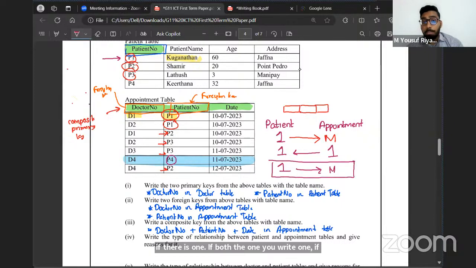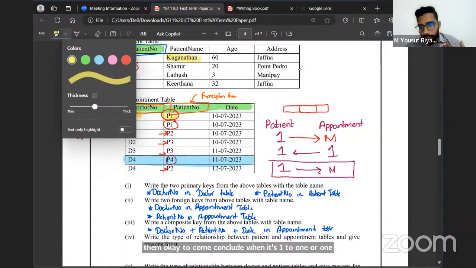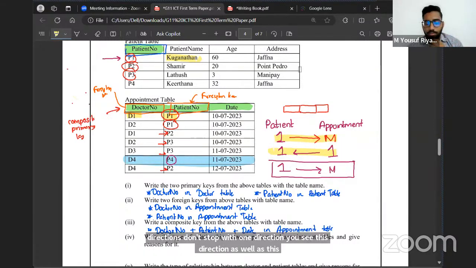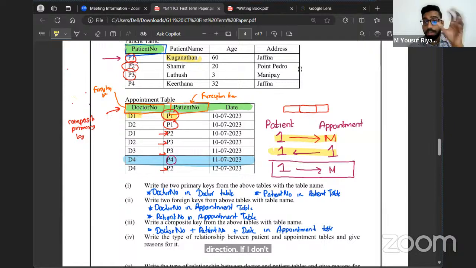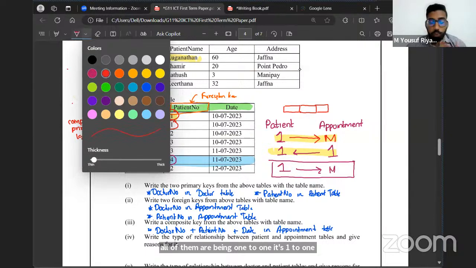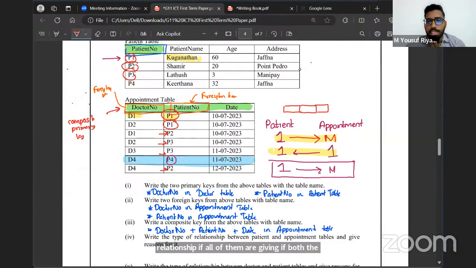To conclude whether it's one-to-one or one-to-many or many-to-many, you have to see both the directions. Don't stop with one direction. You have to see this direction as well as this direction. If both are giving one-to-one, it's a one-to-one relationship. If both the sides are giving many, then you can say it's a many-to-many relationship.